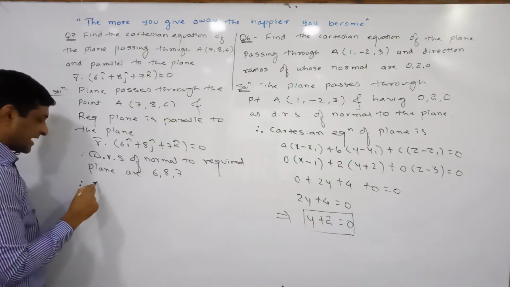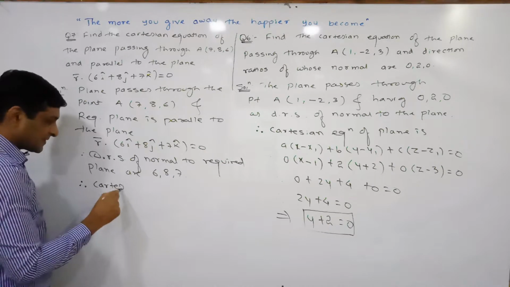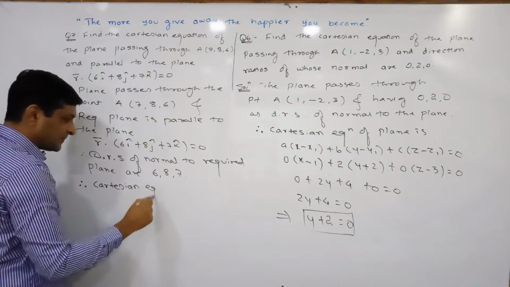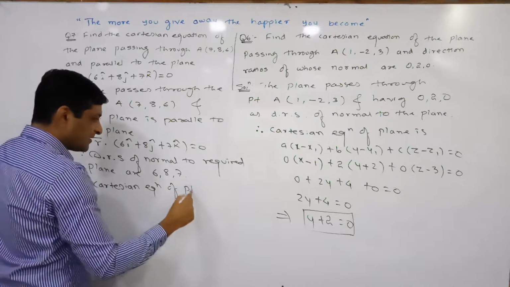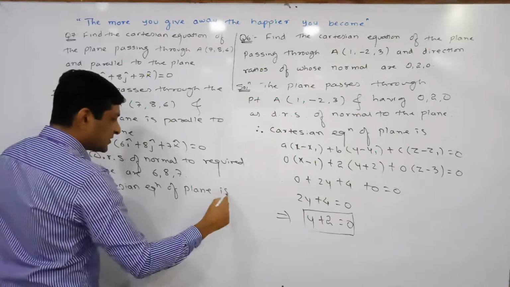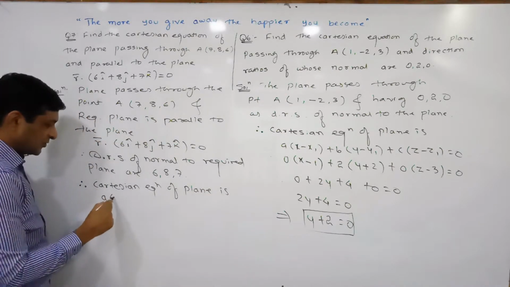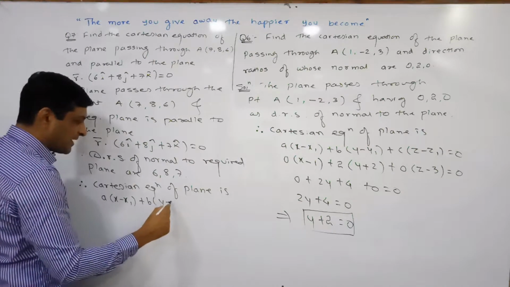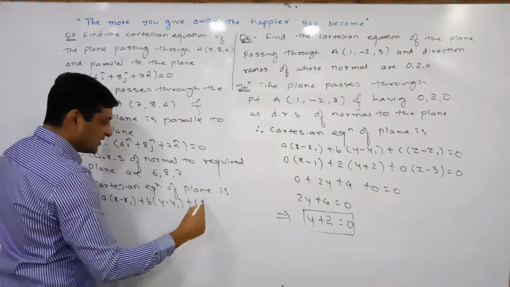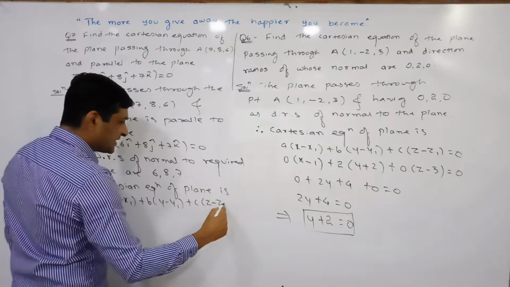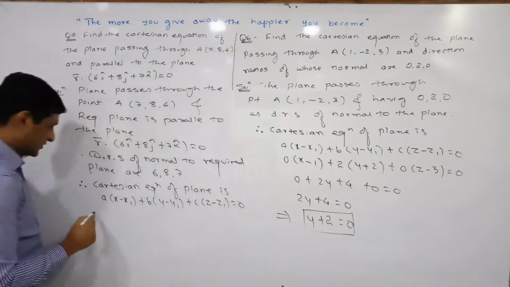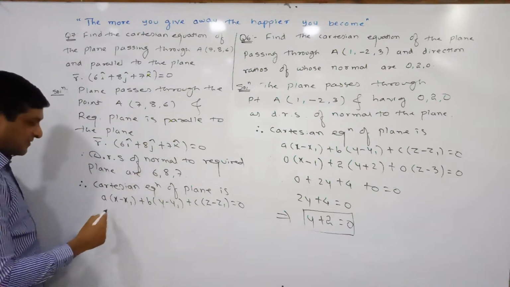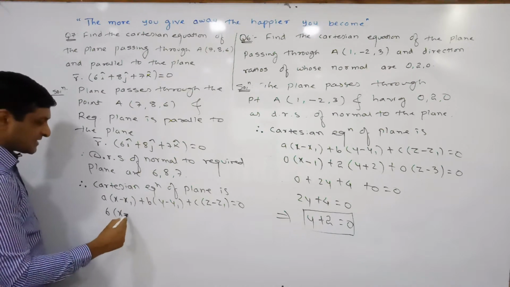So therefore, Cartesian equation of plane is, what is the formula? a(x − x1) + b(y − y1) + c(z − z1) = 0. So therefore replace a by its value, 6 into (x − x1).